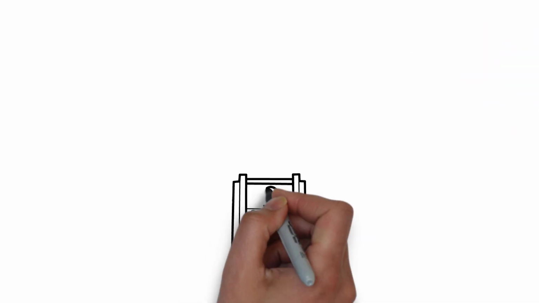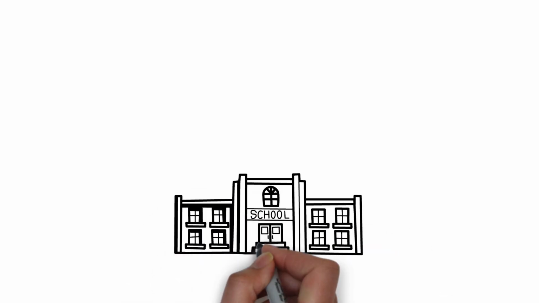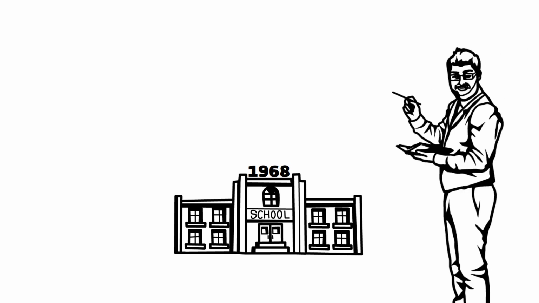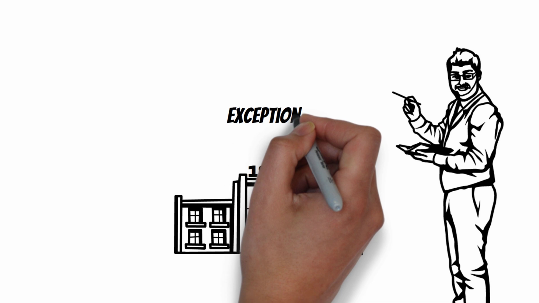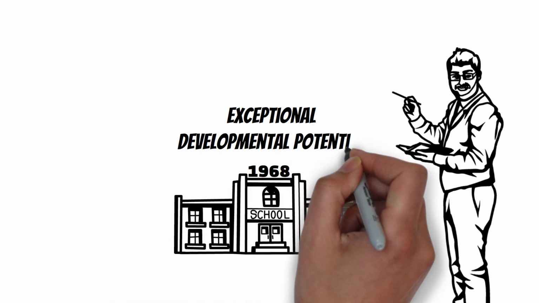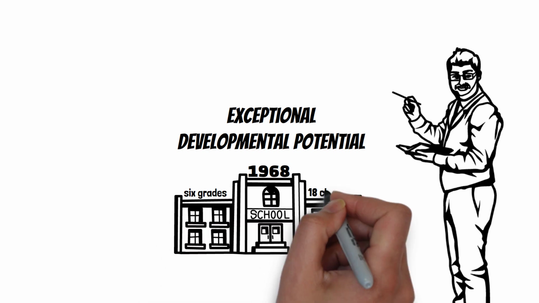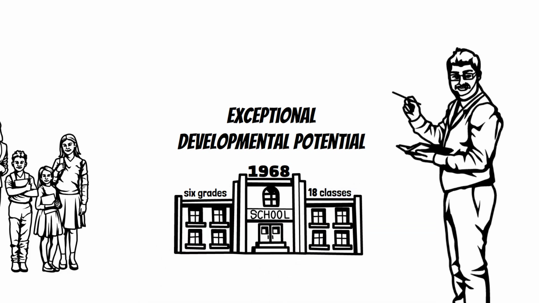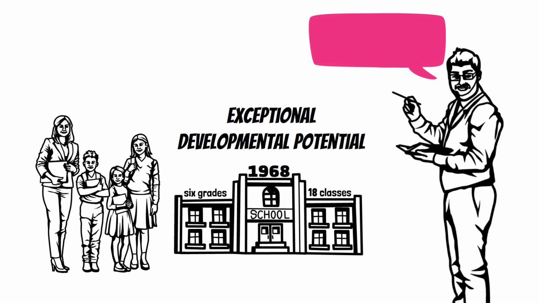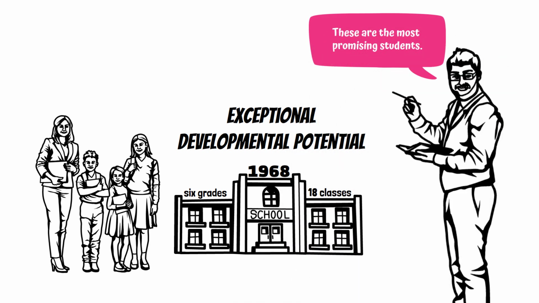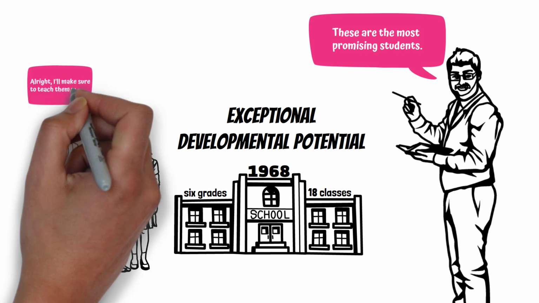In 1968, he and his research team visited an ordinary elementary school and informed the principal and teachers that they were conducting a test to identify students with exceptional developmental potential. They randomly selected a group of students from 6 grades across 18 classes and gave their names to the teachers, emphasizing that these students were among the most promising in the school. They also instructed the teachers to observe these students over time without informing the students themselves.